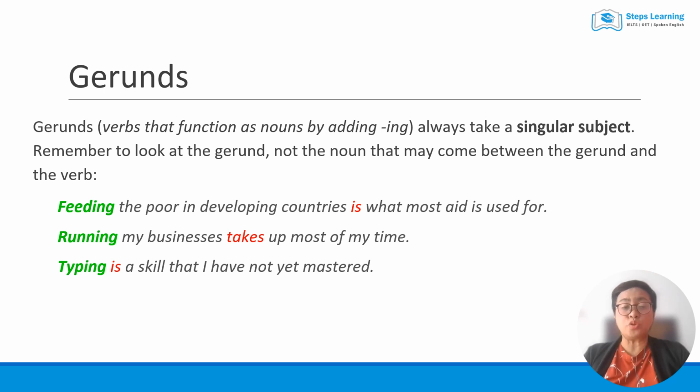Lastly, we go to gerunds. What are gerunds? These are verbs that function as nouns by adding "ing." They always take a singular subject. Remember to look at the gerund, not the noun that may come between the gerund and the verb.